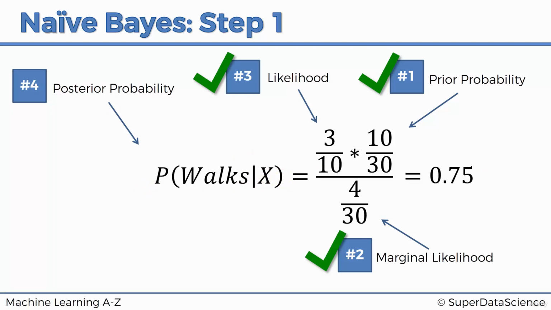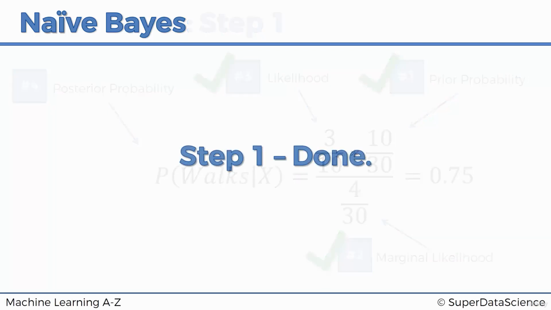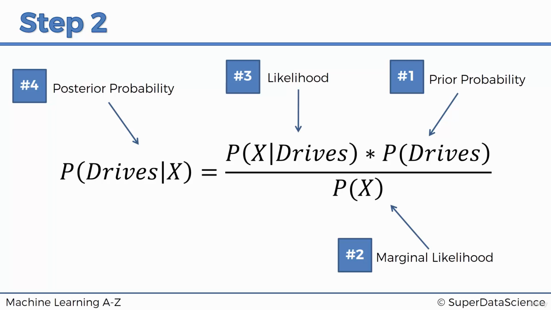That was step 1. It was pretty intense, right? Pretty exciting to calculate this value. Now, the next step is step 2. That's step 1 done. Next step is step 2, to do the same thing for the likelihood that somebody with features X will be classified, or should be classified, as a person who drives to work.